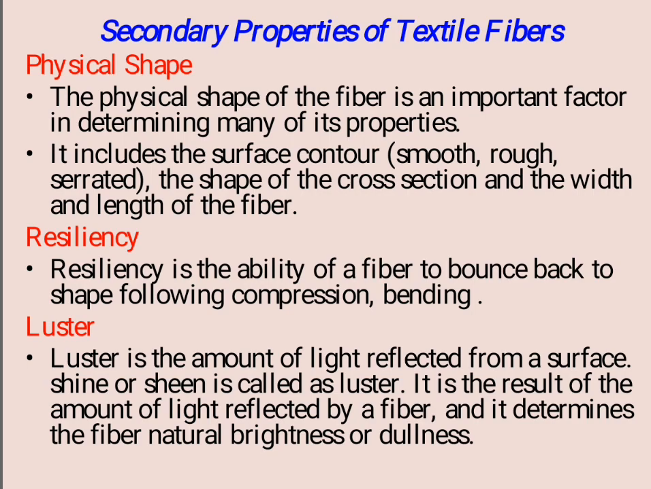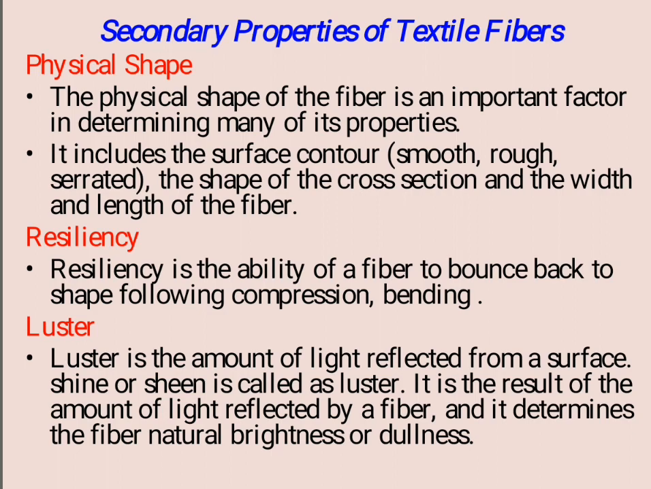Secondary properties of textile fibers. The first one is physical shape. The physical shape of fiber is an important factor in many properties. It includes the surface contour, the shape, the cross section and the length of fiber. Resiliency. Resiliency is the ability of a fiber to bounce back to shape following compression and bending.